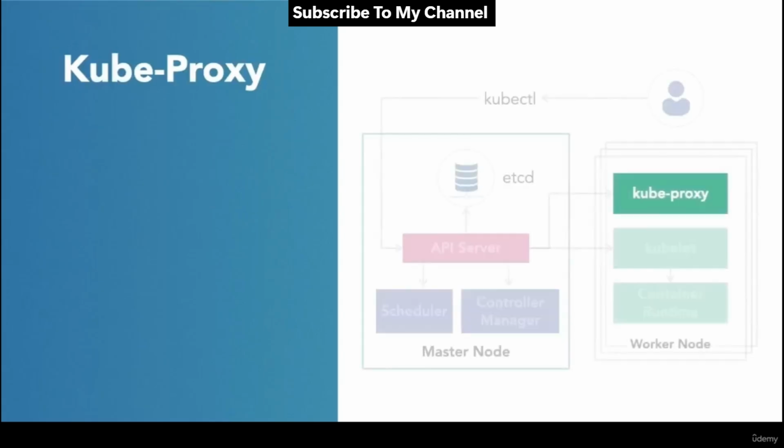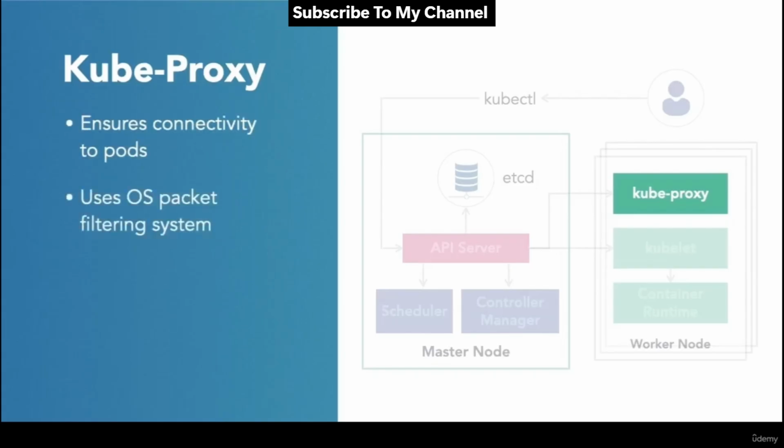The containers need a way to communicate with the other containers inside the cluster as well as with the clients outside the cluster. kubeproxy, also known as the service proxy, ensures this connectivity. It uses the operating system's packet filtering system if available, or it just forwards the traffic itself. In addition to the components we just discussed, there are a few add-on components required for Kubernetes and your applications to run smoothly. For example, DNS server, dashboards, logging mechanisms, and so on.